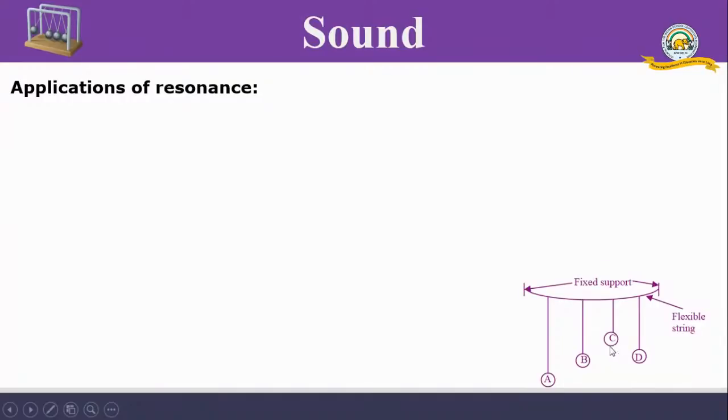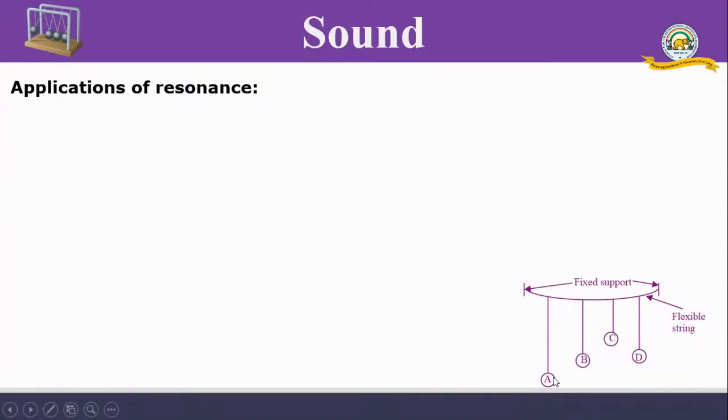Vibrate, stop. Actually, this demonstration can be easily set up in the school and in the lab and can be shown to the students. So you will find that B oscillates a little bit, stops. Even C oscillates a little bit, stops. D oscillates a little bit and stops. Why? Because the frequency of A depends on its length. We have seen it yesterday with the help of simulation. So it does not match with any of them.